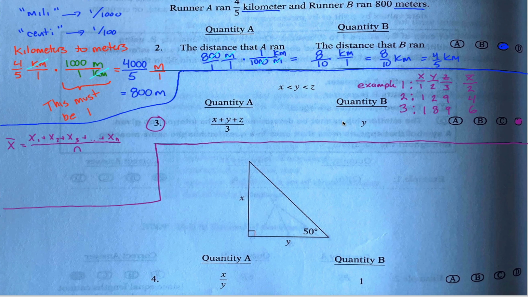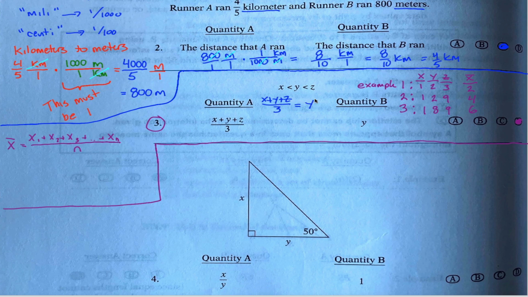On these comparison questions, sometimes it can be useful to set the two quantities equal to each other, or to set quantity A greater than or less than quantity B, and see what that implies. What I'm saying is, if I wanted to, I could say (x + y + z)/3, in other words, quantity A, is equal to y, quantity B, and see what that ends up implying.